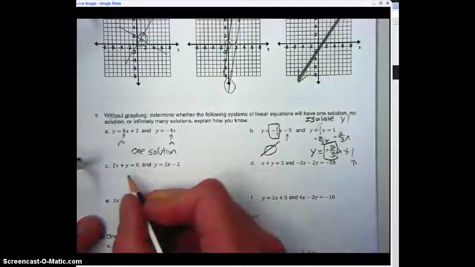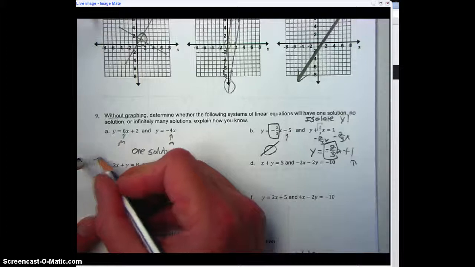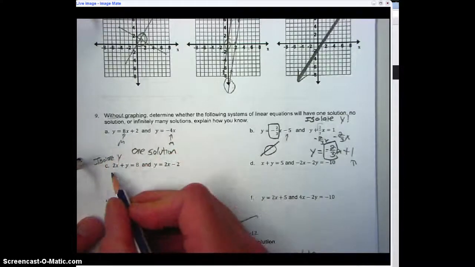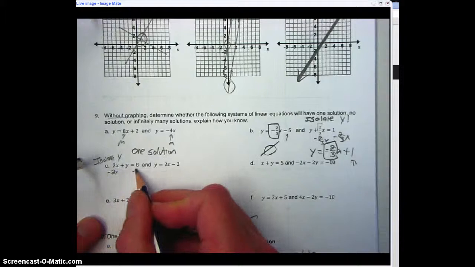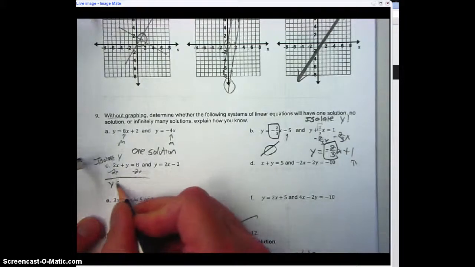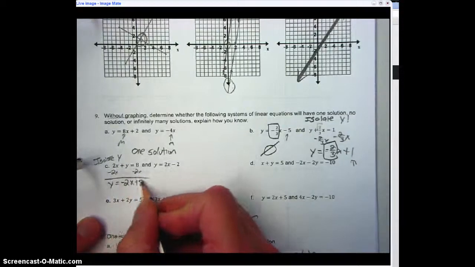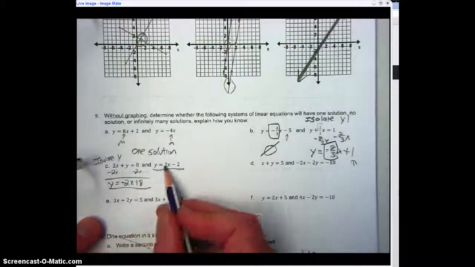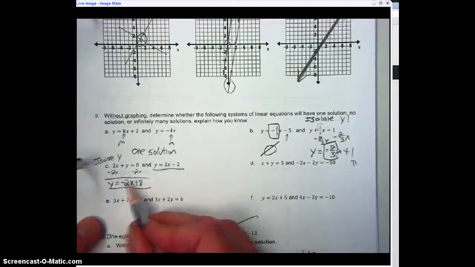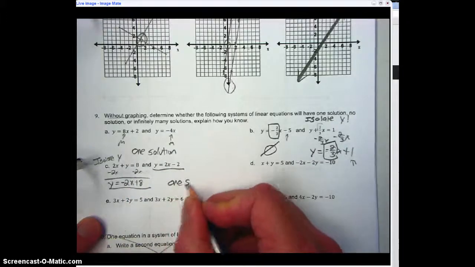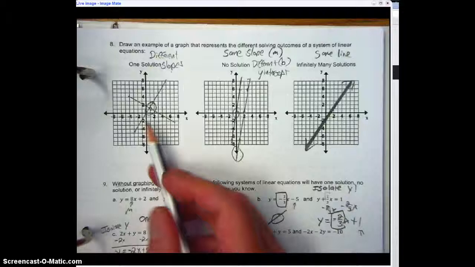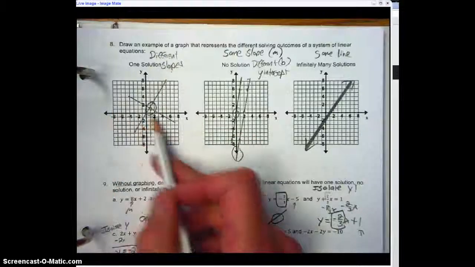Okay, letter C. Again, we got to isolate y. So subtract 2x, y equals negative 2x plus 8, y equals 2x minus 2. Those look very similar, but they're not the same. So 2 and negative 2 are different, therefore there is one solution. Negative 2 is different than 2. Different slopes means it's going to intersect.